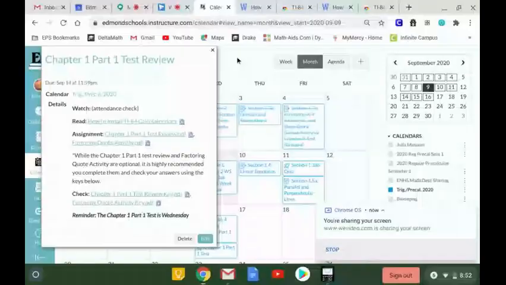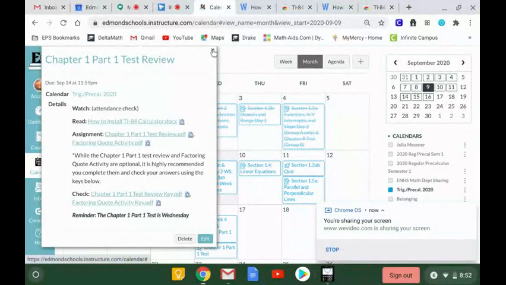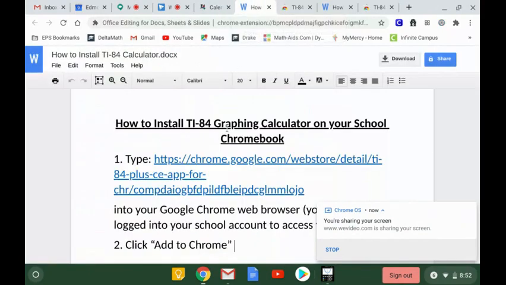Okay, so to get the graphing calculator, first thing you'll need to do is go to the calendar for today's date, September 14th on Canvas. And you'll see it says read how to install TI-84 calculator. So once you click that link, it's going to pull open this page that gives you instructions on how to install the calculator on your Chromebook.